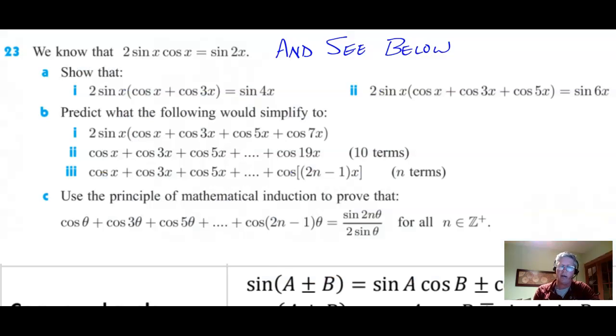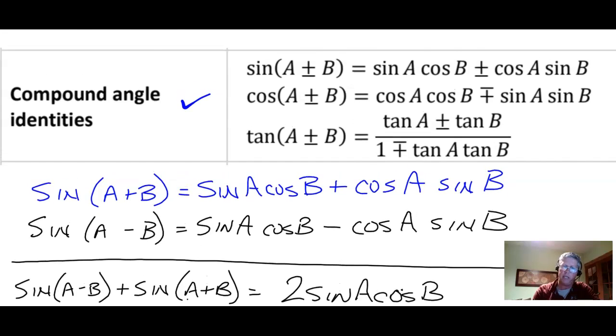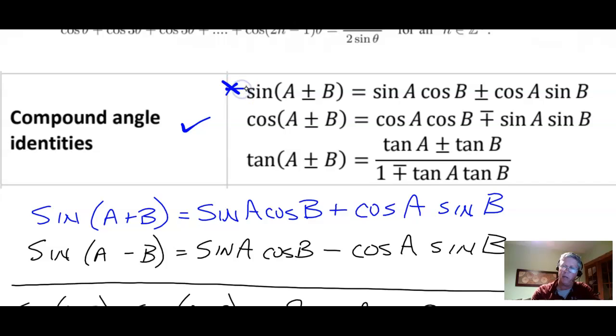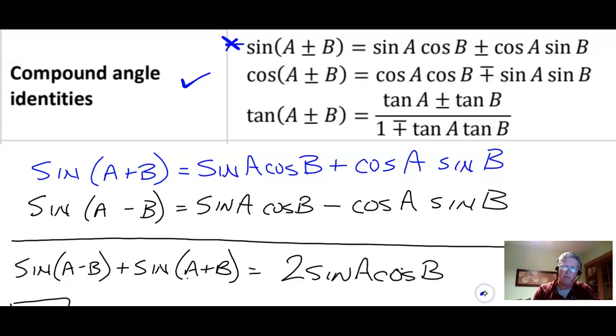Hey, 23, obviously I should have done this one before. I don't know why. I kind of talk about, this is what's given in your formula packet. That formula that we just used wasn't there, but sine of A plus B, if I'm looking right here and I do sine of A plus B, notice the plus is on top, so I use a plus right there. If I do sine A minus B, the minus is right here, the minus is right here.